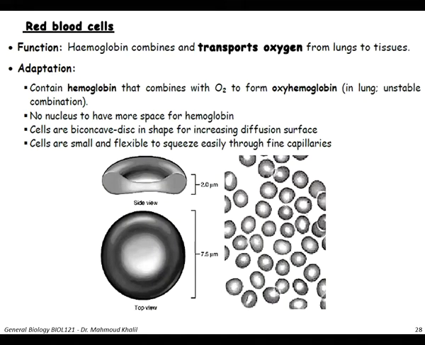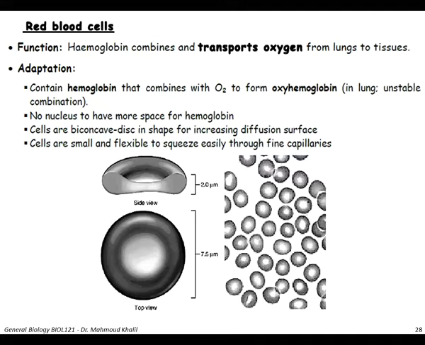The next type of specialized cells, of course, is the red blood cells, which function in the transport of oxygen through the binding of the hemoglobin which exists inside the cells. The adaptation for this is very characteristic. You can see that it has a very important pigment called hemoglobin that, when bound to oxygen, is converted to oxyhemoglobin in the lungs, and this binding is unstable. And of course, it needs to be unstable to be easily released to the tissues.